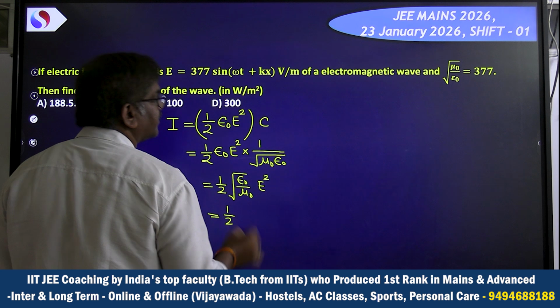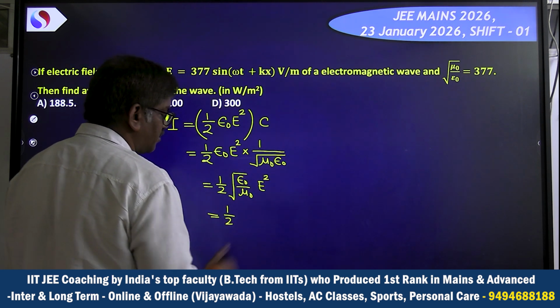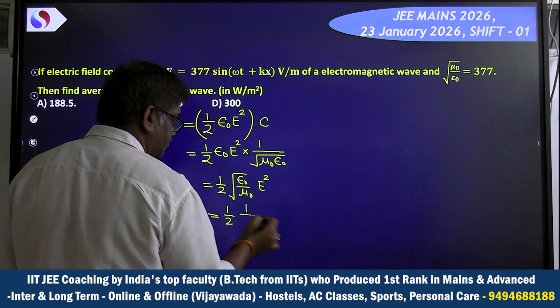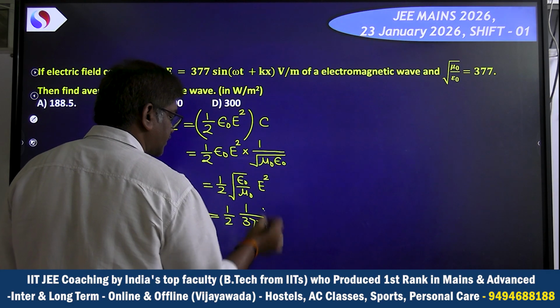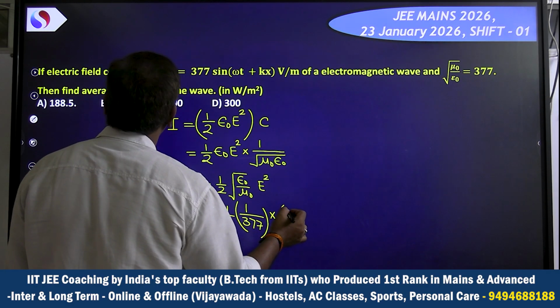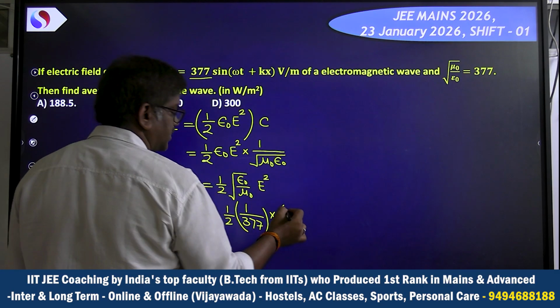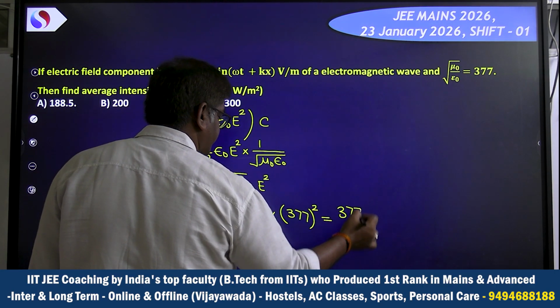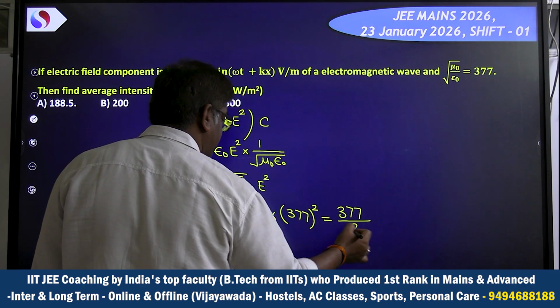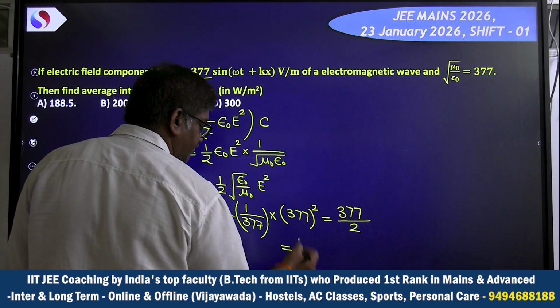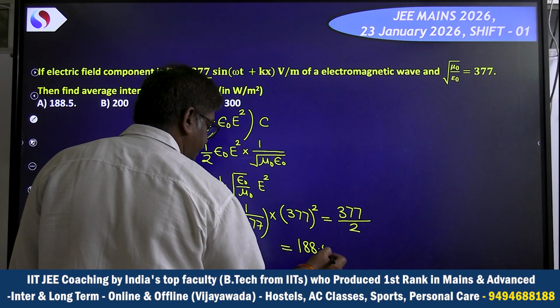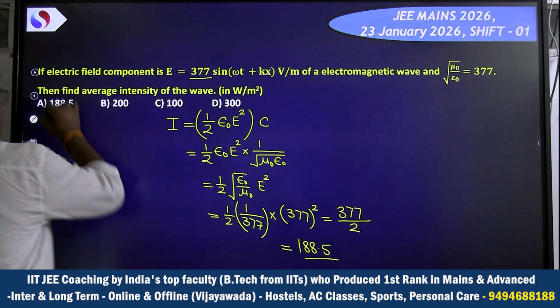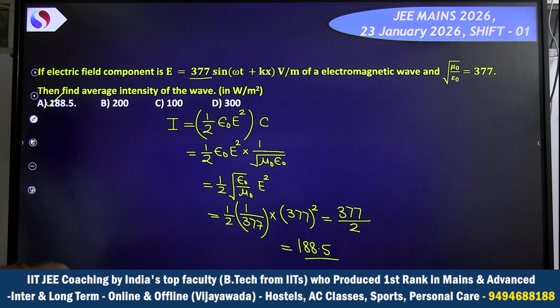Now this is half. The value of under root of mu naught by epsilon naught is given to you as 377. So it is 1 upon 377 into E naught square, and E naught is 377 as per the equation. So it is 377, 1 is cancelled by 2. 377 by 2 is 188.5. Option A. Absolutely simple question, direct formula based.